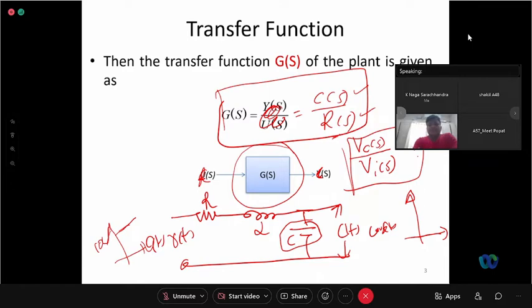Transfer function is understood. It's a ratio of the Laplace transform of the output to the Laplace transform of the input, assuming all initial conditions zero. So why do we assume all initial conditions zero? To simplify the equation. That is the first reason. The second reason is that these initial conditions are constants, so they can be added later in the analysis.